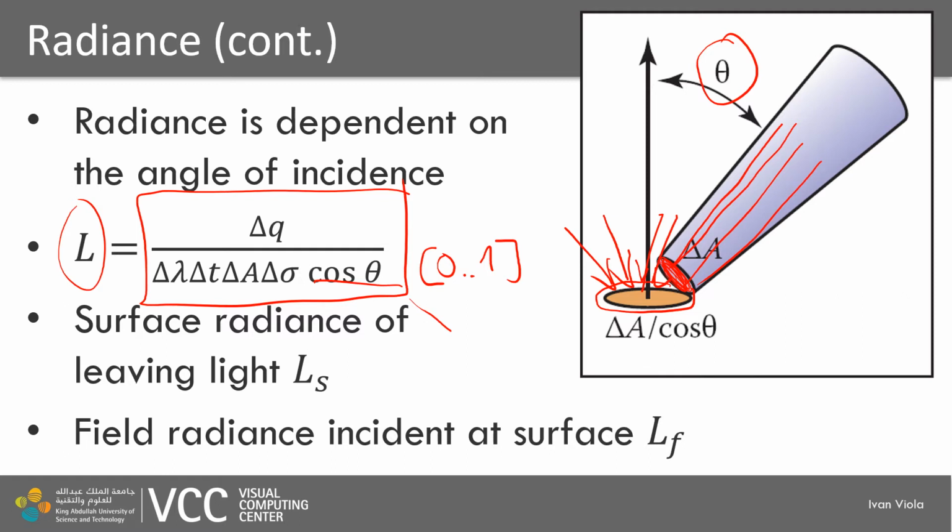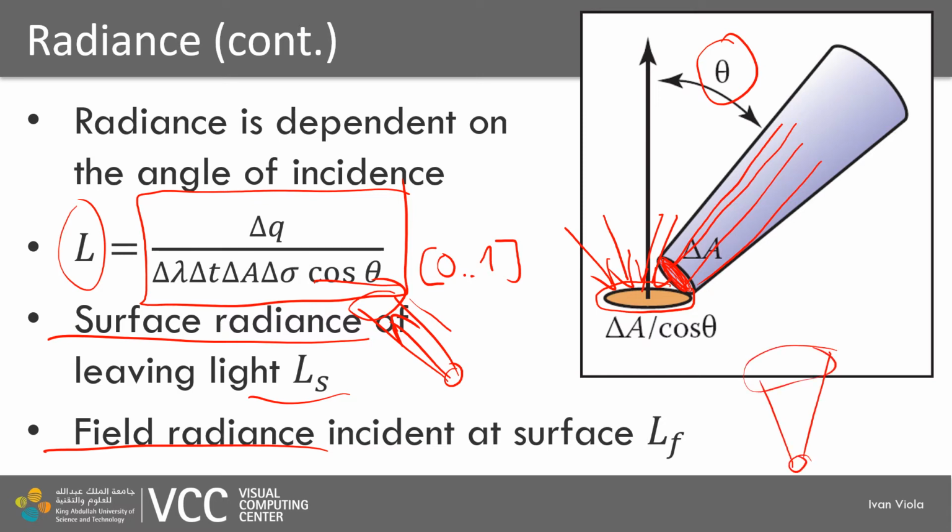We can define two different radiances, one which is called the surface radiance, which is the radiance of light leaving from a certain surface patch. So the S will be a radiance through a certain solid angle from a surface patch, while the field radiance is the radiance of the incoming light to a particular small surface area under a solid angle interval.